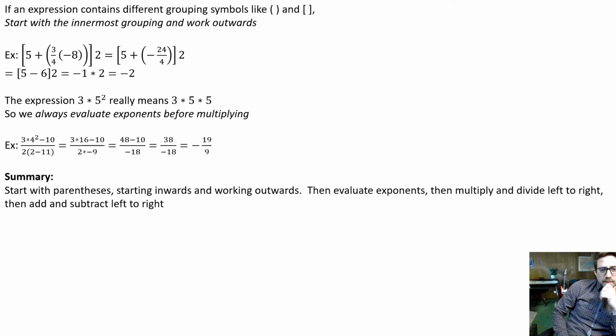All right, let's sum it up. Parentheses come first, starting with the innermost parentheses or brackets or whatever's innermost and working out. And then within that, you do exponents first. Then you do any of your multiplication and division from left to right. And then you do any addition and subtraction from left to right.